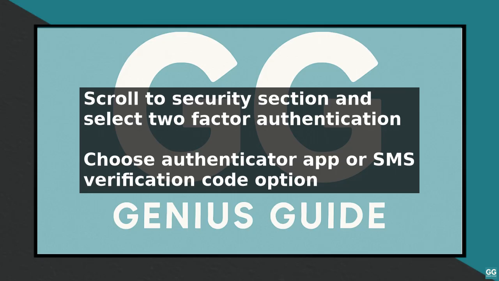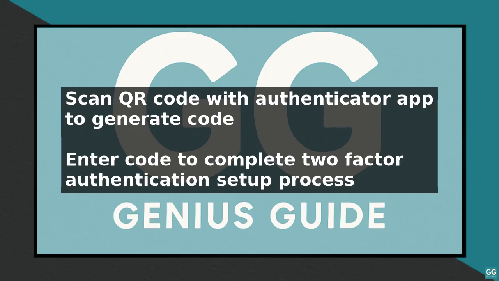Alternatively, if you choose to receive a verification code via SMS, you will be sent a code to the phone number associated with your account. You will need to enter this code to complete the setup process. Once you have completed the setup process, two-factor authentication will be enabled on your Robinhood account.